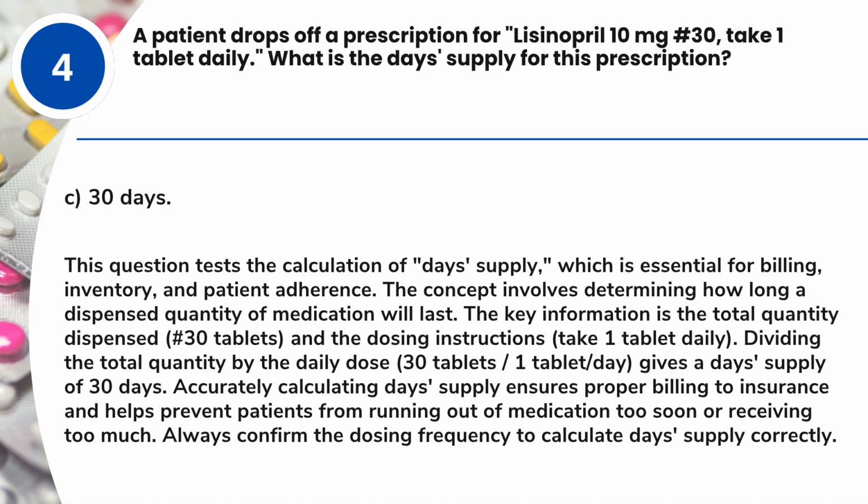adherence. The concept involves determining how long a dispensed quantity of medication will last. The key information is the total quantity dispensed, number 30 tablets, and the dosing instructions, take 1 tablet daily. Dividing the total quantity by the daily dose, 30 tablets/1 tablet/day, gives a day's supply of 30 days.